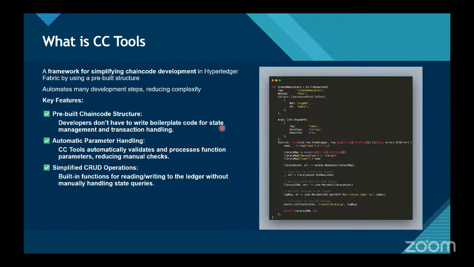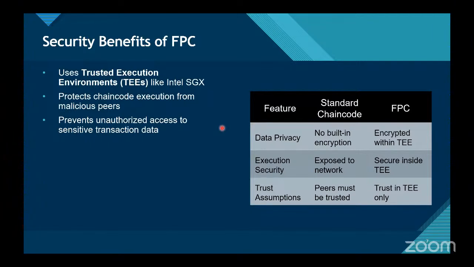So still we didn't get to our project. What we needed now is to benefit from both. We needed to enhance the security features of code developed by CC Tools, and at the same time make users able to develop simple and easy-to-develop secure code with FPC. So we need to collect both features at the same time. So this is a simple comparison between a standard chain code and an FPC chain code.